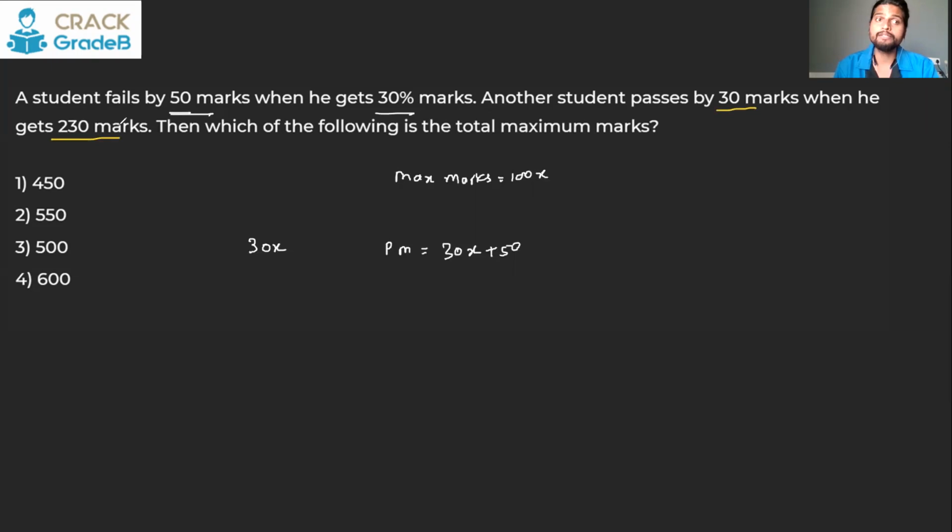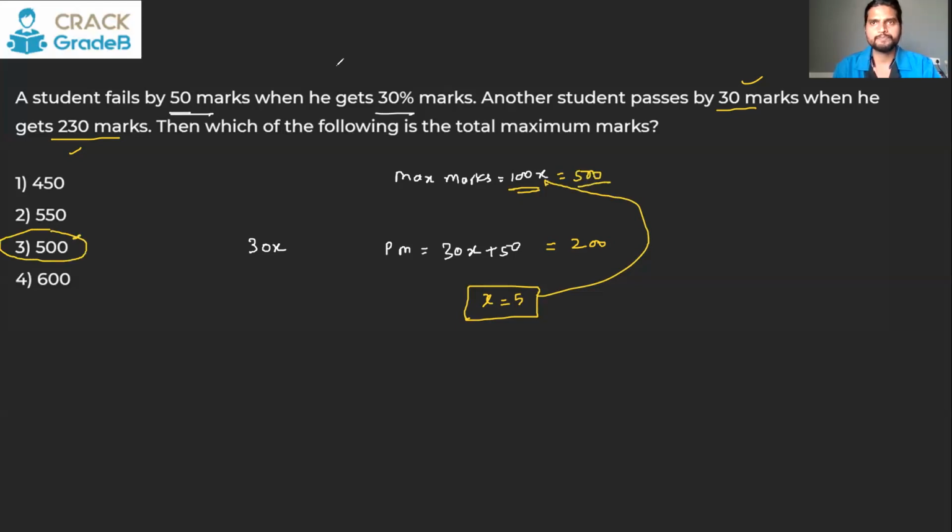And if he actually got 230 marks, that means the passing marks are 30 less than his marks. His marks are 230, he got 30 more than the passing marks. So passing marks are 30 less than 230, that is 200. So that gets us 30x is equal to 150, x will be equal to 5. They're asking what is the maximum marks. You just have to put it here. That gets us 500. So 500 are the maximum marks.